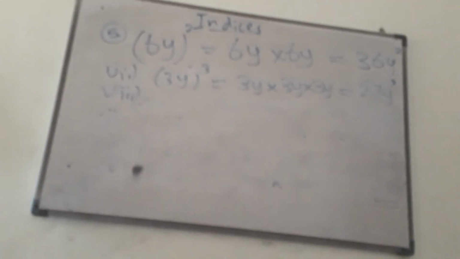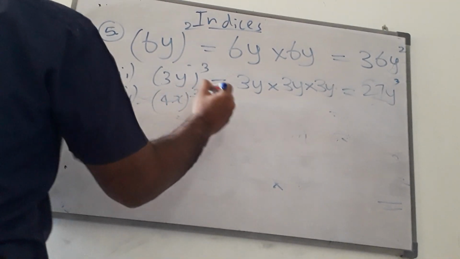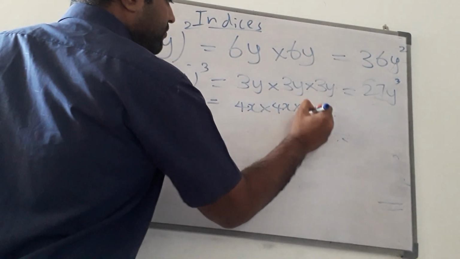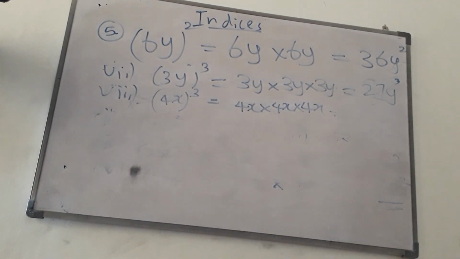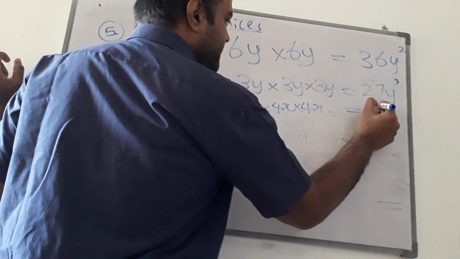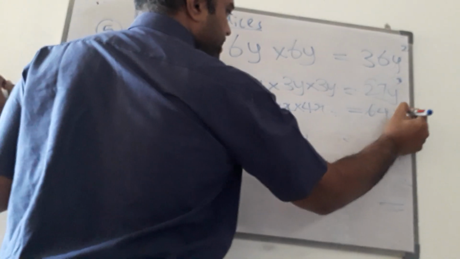8th question. 8th question is 4x altogether to the power 3. Okay. 4x altogether to the power 3 means 4x times 4x times 4x. 4 by itself 3 times means 4 to the power 3, which means 64. 4 times 4, 16, 16 times 4, 64. X by itself 3 times means x cubed. So it is 64x cubed.